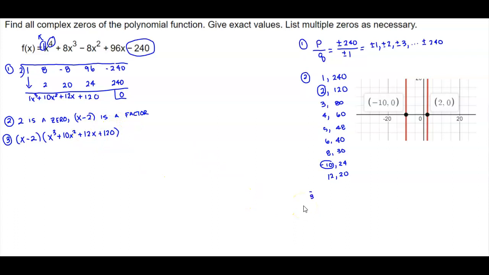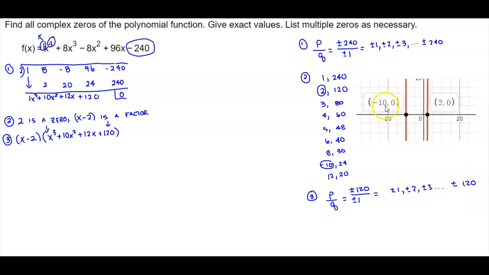So that means if we wanted to figure out all the rational zeros, 120 represents P, and 1 represents Q, and we already know what that is. We know that it's going to be plus or minus 1, plus or minus 2, plus or minus 3, all the way up to plus or minus 120. So 240 is not part of that, but everything from here up to 120 are possible rational zeros.